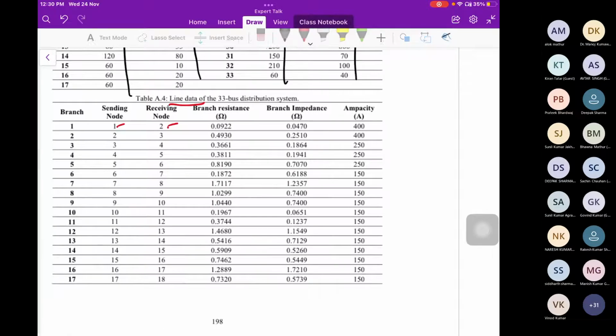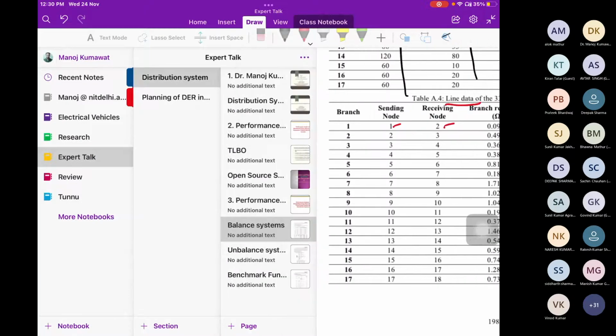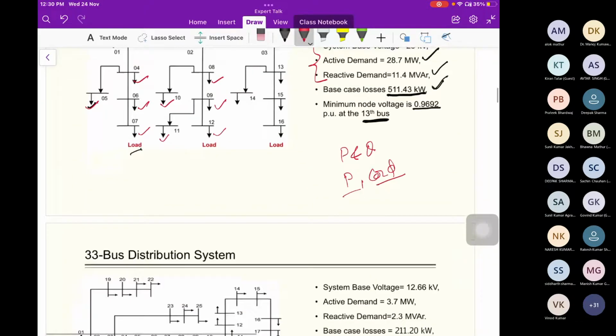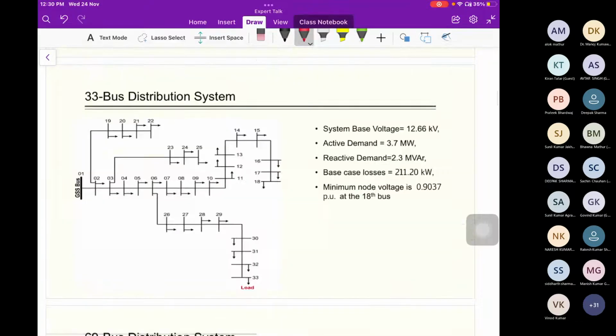So first of all, I will show the structures. This one is the 16 bus structure. This one is the 33 bus system. In the 33 bus system, the last bus number is 33, and the arrow is showing that every bus has a load. Every bus has loads, and the voltage should be specified for the 33 bus system.